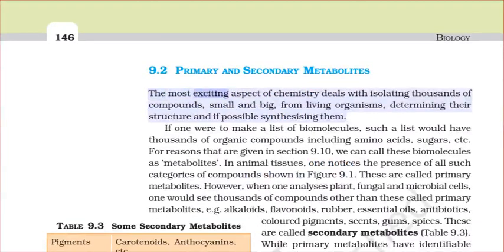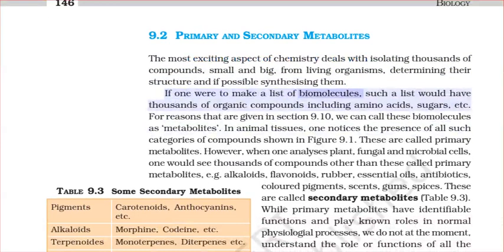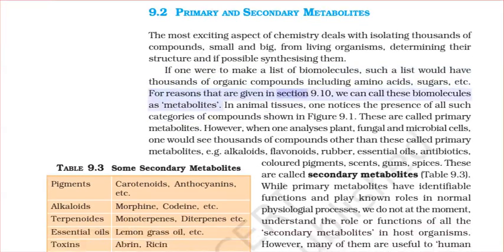The most exciting aspect of chemistry deals with isolating thousands of compounds, small and big, from living organisms, determining their structure, and if possible, synthesizing them. If one were to make a list of biomolecules, such a list would have thousands of organic compounds including amino acids, sugars, etc. For reasons that are given in section 9.10, we can call these biomolecules metabolites.